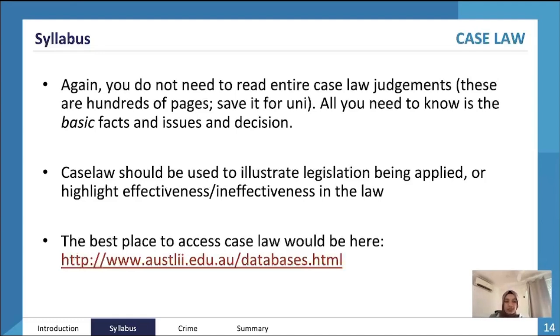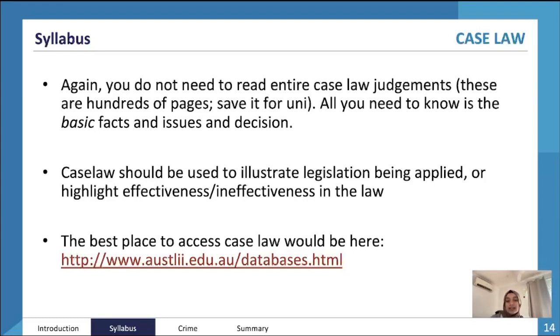Case law should be used to illustrate legislation being applied, or to highlight the effectiveness or ineffectiveness of the law. For example, you have a certain piece of legislation, you have a case where the judge applies that piece of legislation, and then you say, actually, that was a really effective case because we were able to achieve a balance between victims, offenders, and society. Or that was actually a very ineffective case because our moral and ethical standards as a society were not really met.